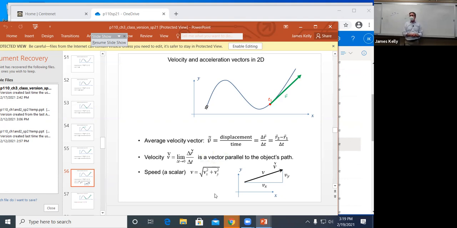Yes? Magnitude and length mean exactly the same thing in the context of vectors. So yes, you could say the magnitude or the length. That's what we mean.